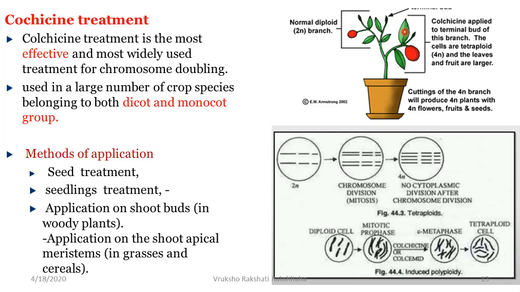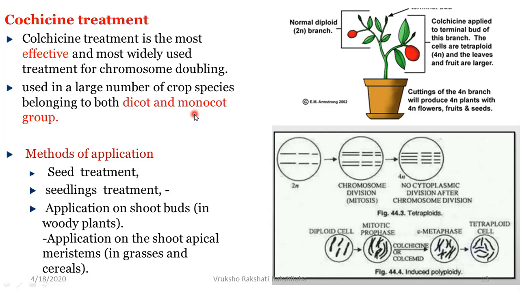You can see over here the leaves are larger in size and also the fruits are larger in size. Now, if you take the cutting of this branch and then propagate it, then you can get diploid plants. This is a very common method that is followed in Kashmir, where apples and plums are grown. So colchicine treatment is the most effective and the most widely used method for chromosome doubling, and this has been used for a large number of crop species, especially both of dicot as well as the monocot group.